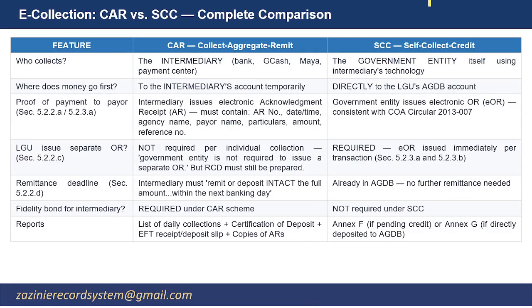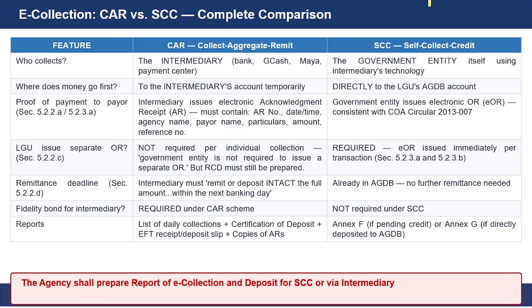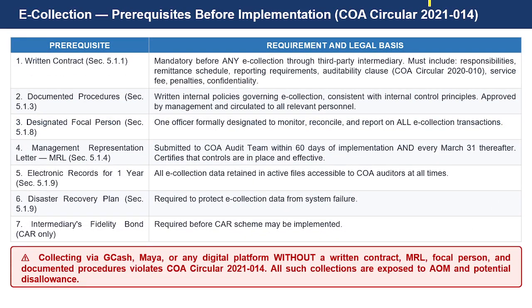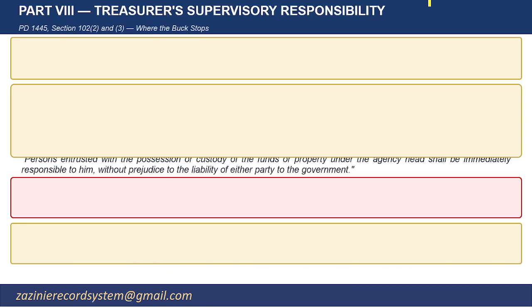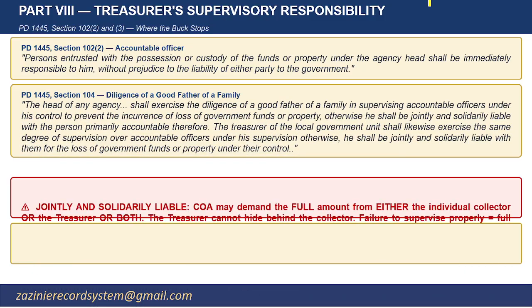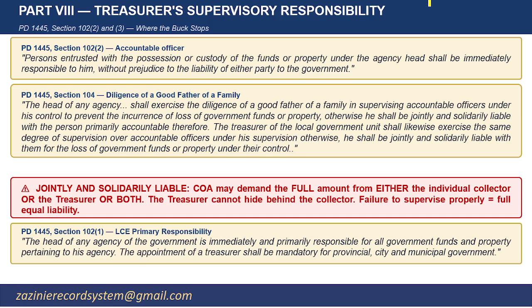Part 8. The Treasurer's Supervisory Duty. Section 104 of Presidential Decree 1445 requires the agency head, and the Treasurer by extension, to exercise the diligence of a good father of a family when supervising every accountable officer. Failing to exercise that diligence makes the treasurer jointly and solidarily liable with the officer primarily accountable.